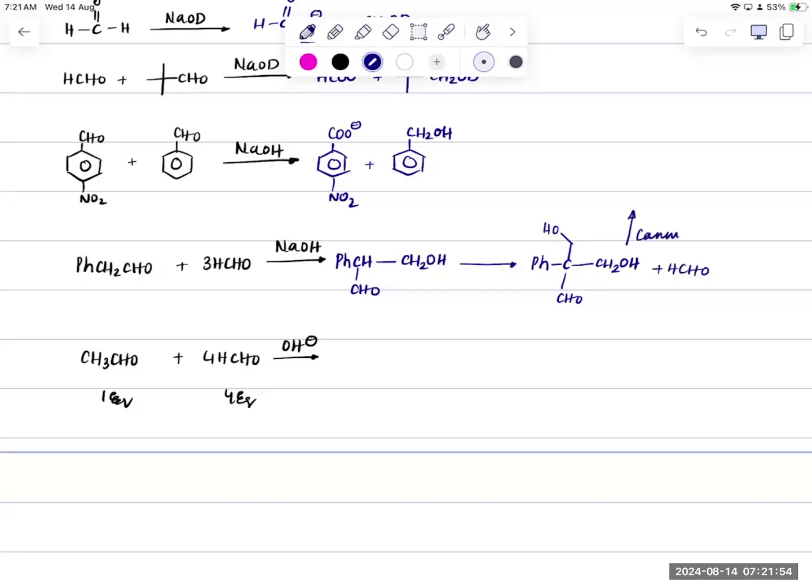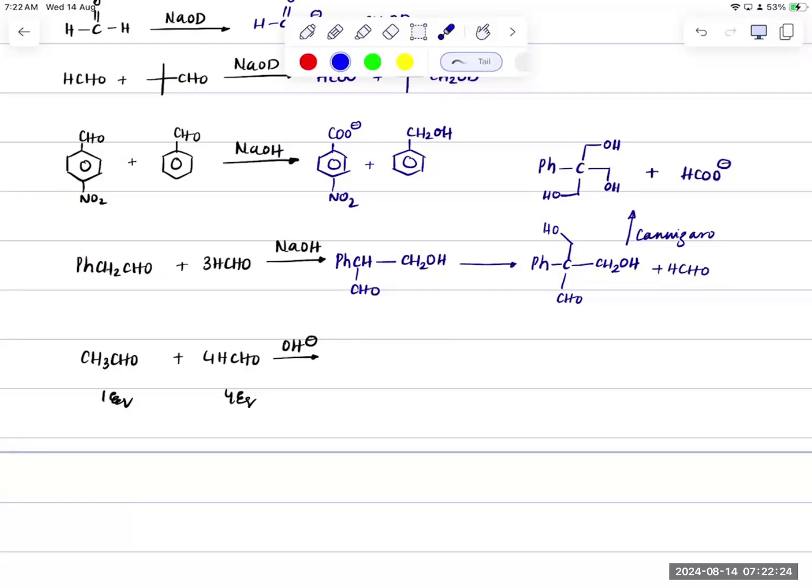Now we'll see only Cannizzaro happening. So if there is only Cannizzaro, obviously formaldehyde is much more reactive than the given compound. So this will get reduced. So we will get OH, OH, and OH. This is the product formed. Plus, now this compound will undergo oxidation. So that becomes HCOO minus. So that is a product formed.